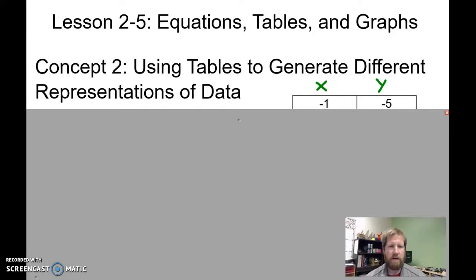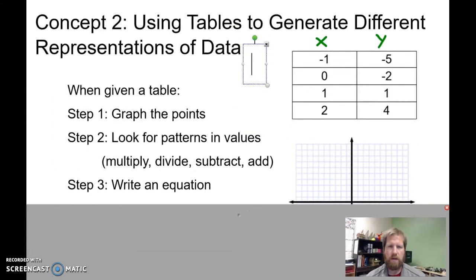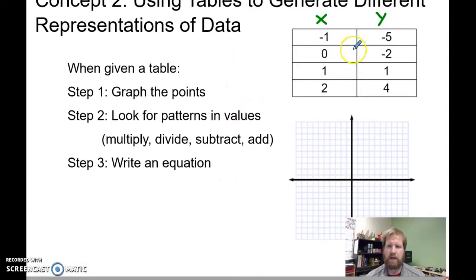Lesson 2.5, Concept 2, using tables to generate different representations of data. So now, instead of starting with an equation and creating a table and a graph, I'm starting with a table, and I have to create my graph and my equation. All right? It's still pretty easy to go from a table into a graph, but it gets challenging when you're taking either a table or a graph and trying to make an equation out of it.